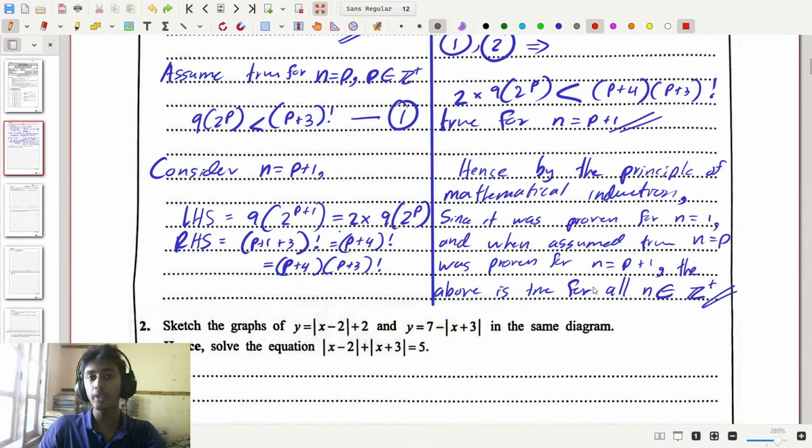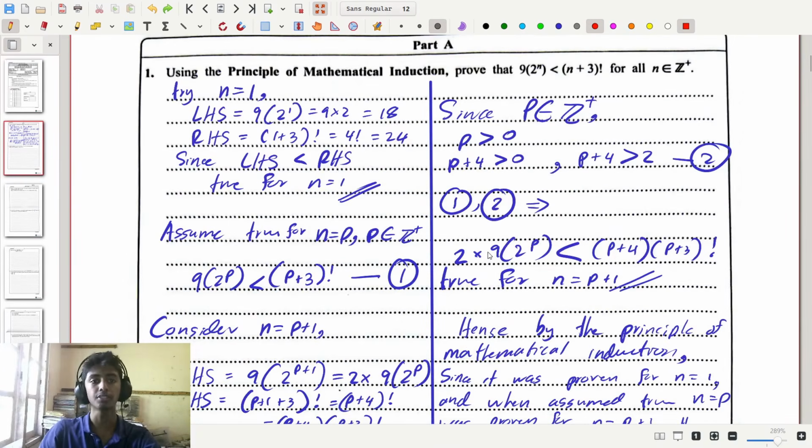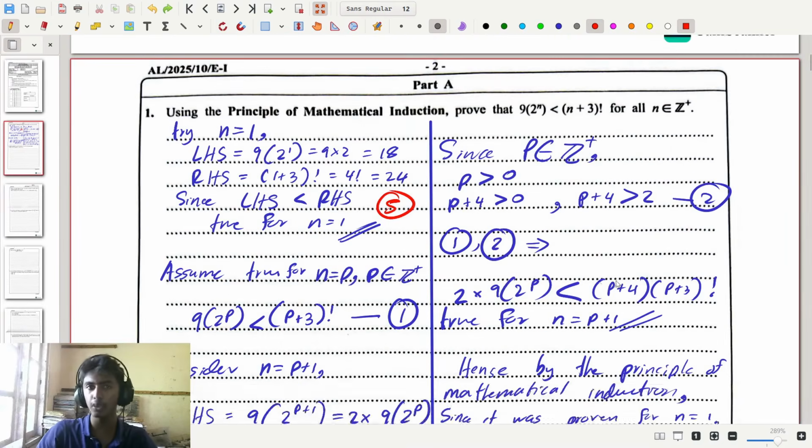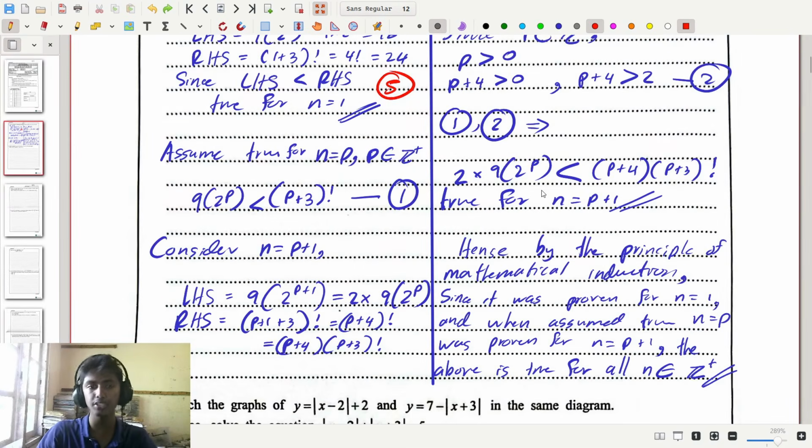Finally, let's take a look at the distribution of marks for this kind of answer. So first off, for the base case bit, where you try for the base case and prove that it's true for the base case, you get 5 marks. And then after that, when you go to assuming true for a certain n equals p, where p is an element of the set that we're looking for, in this case the set of positive integers, you get 5 marks.